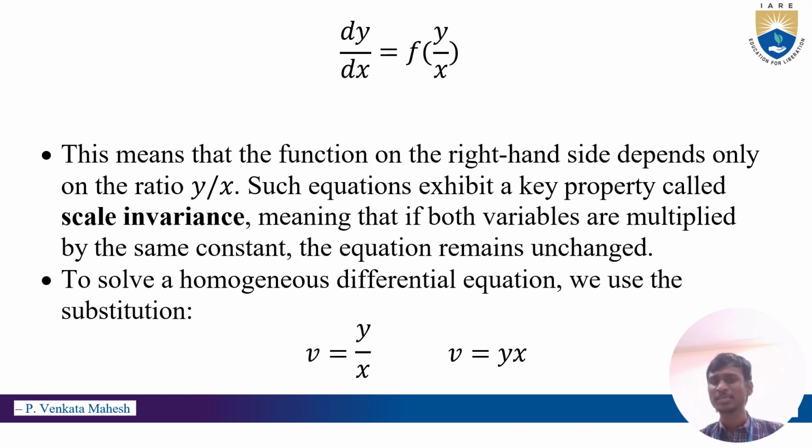Such equations exhibit a key property. That key property is called scale invariance. That means if both variables are multiplied by the same constant, the equation remains unchanged.